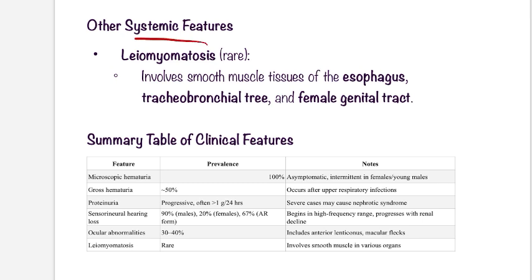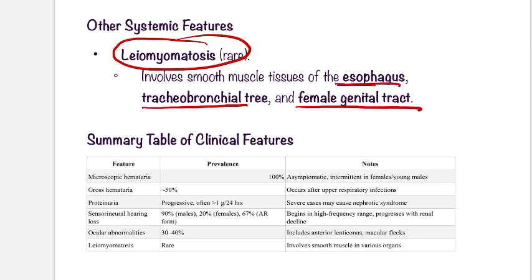Leiomyomatosis is seen, although it is rare, in the esophagus, tracheobronchial tree, and female genital tract. We will summarize the clinical features in tabular form. Microscopic hematuria is seen in 100% of patients. It is generally asymptomatic, intermittent, and seen in females more than males. Gross hematuria is seen in only 50% of patients and occurs after URTI. Proteinuria is progressive, and severe cases may cause nephrotic syndrome.